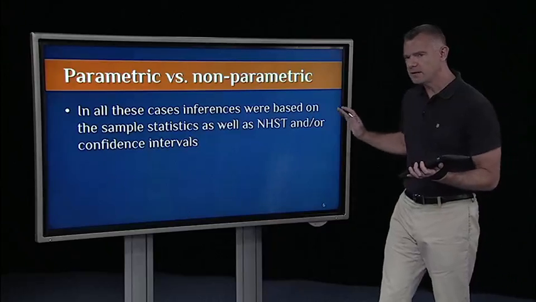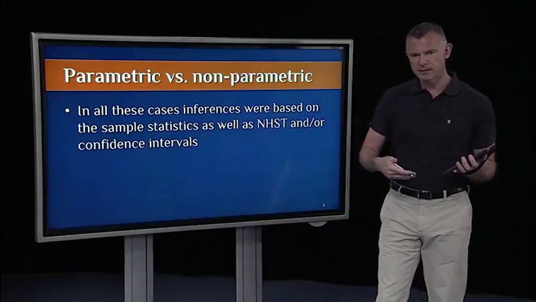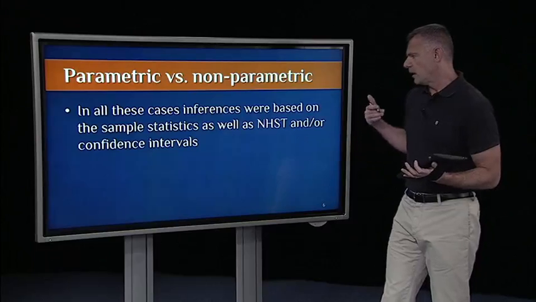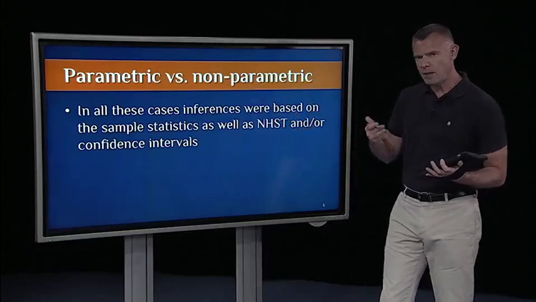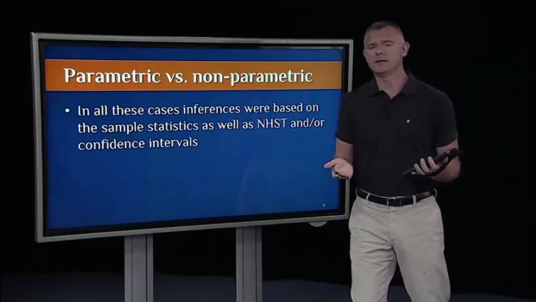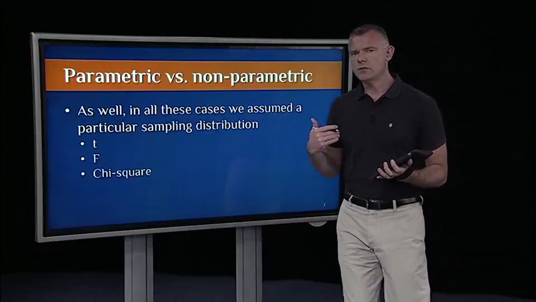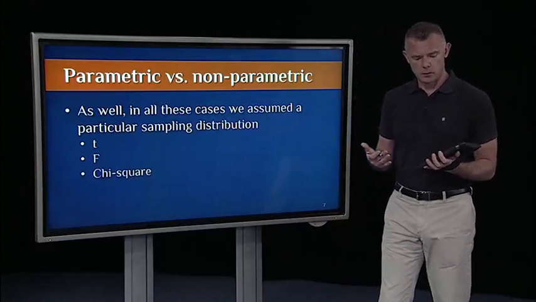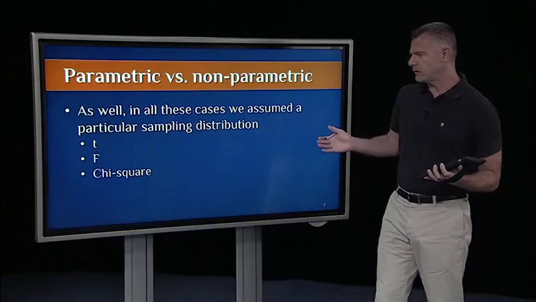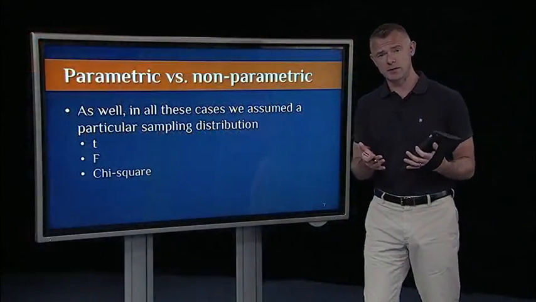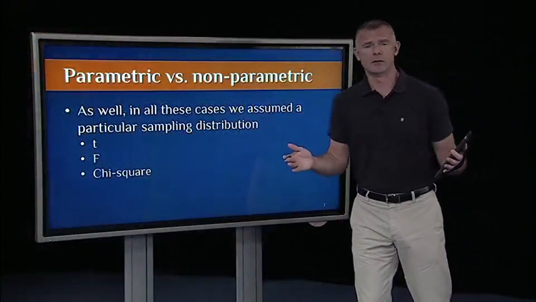So in all of these cases, those inferences that we made based on sample statistics were based on the numbers that we obtained, sure, but we also made those inferences based on null hypothesis significance testing, or at the very least, on confidence intervals. And in all of those cases, we assumed a certain sampling distribution. So we used the t distributions, the F distributions, and the chi-square distributions. And remember, each of those has a family of distributions, and the correct sampling distribution to assume depends typically on sample size, or in chi-square, the number of categories that you're looking at.